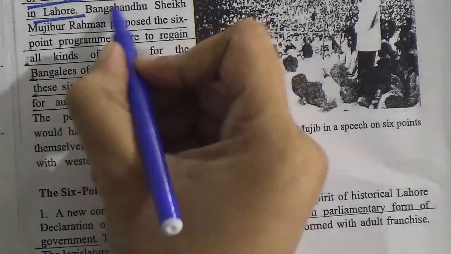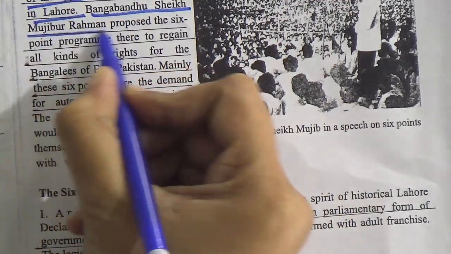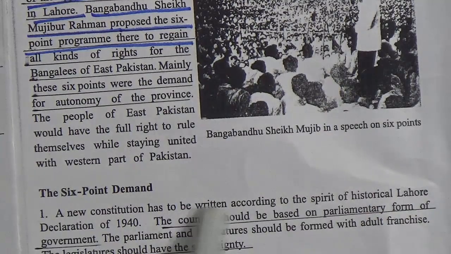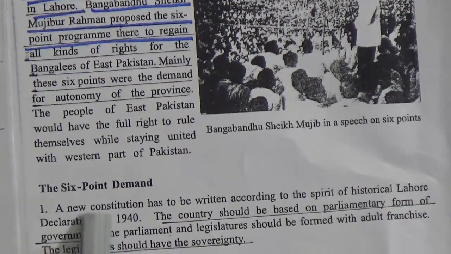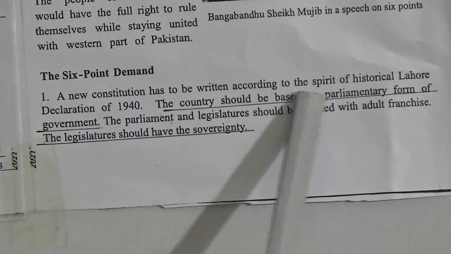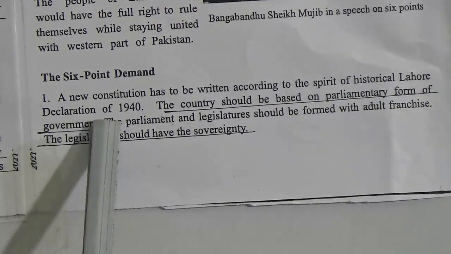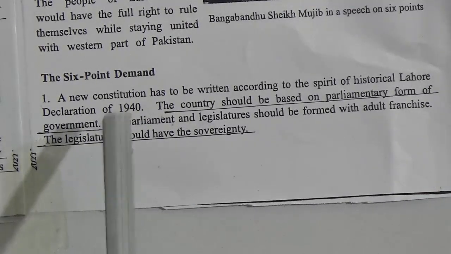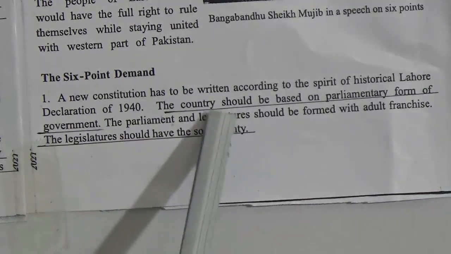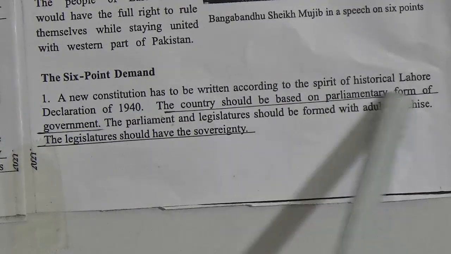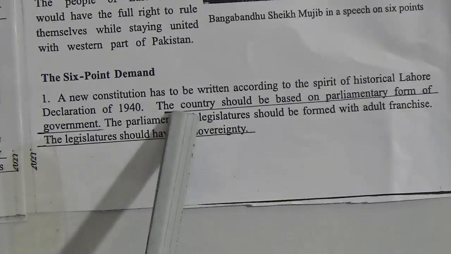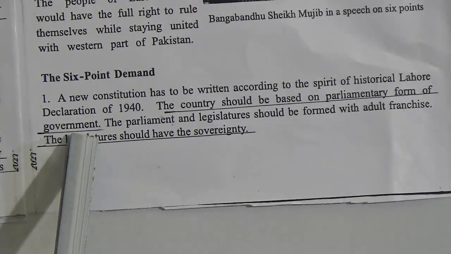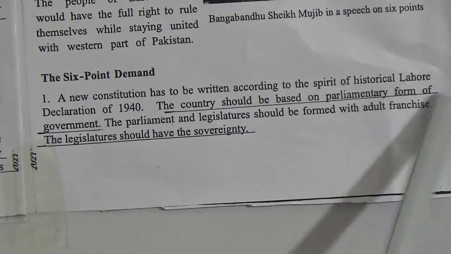Now, who declared? Bangabandhu Sheikh Mujibur Rahman proposed the 6-point program there. Okay. Now, the 6-point demand. Number 1, a new constitution has to be written according to the spirit of the historical Lahore Declaration of 1940. The country should be based on a parliamentary form of government, and they wanted a parliamentary form of government.